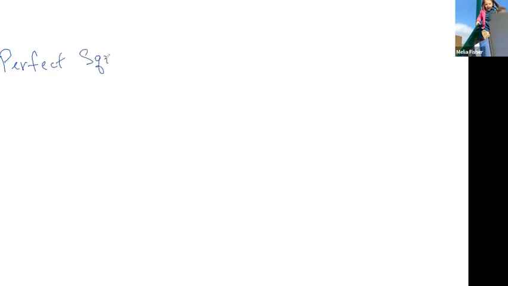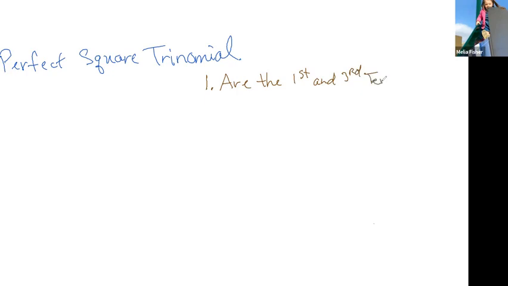Perfect square trinomial. First thing we want to know about our perfect square trinomial is, are the first and third terms perfect squares? So perfect squares are things like x squared or 9 or 16 or 25. You can take the square root and it comes out perfect.